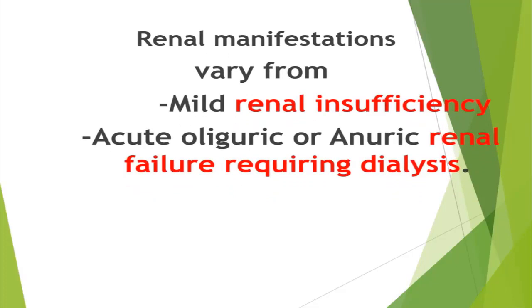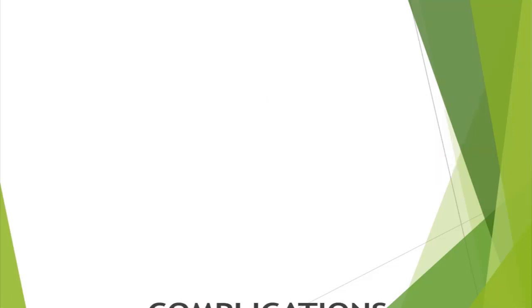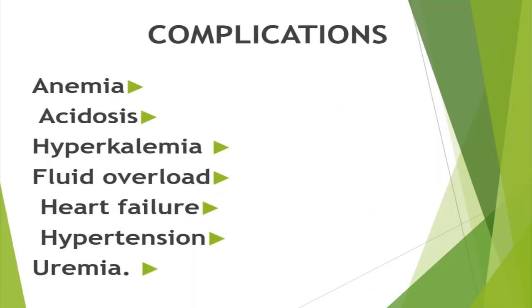Renal manifestations will vary according to the amount of damage that happened to the capillary endothelium. It could be mild renal insufficiency, with mildly increased blood urea and creatinine, to very severe renal failure, oliguria, anuria, requiring dialysis. The complications of the disease, together with renal disease, of course, are accumulation of acids and electrolytes, giving acidosis, hyperkalemia, volume overload in the form of fluid overload, edema, heart failure, hypertension, and uremic encephalopathy.